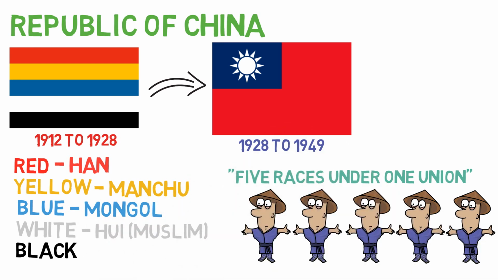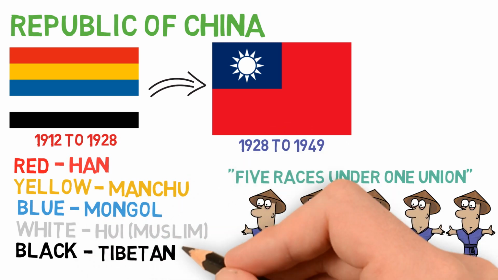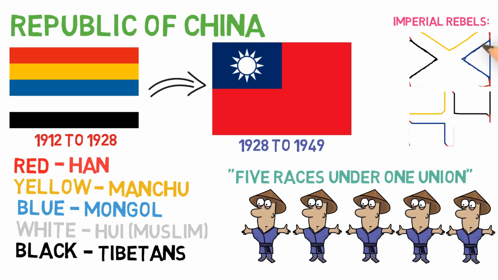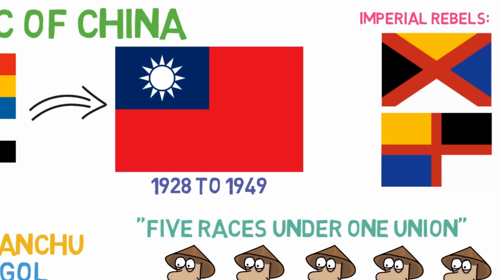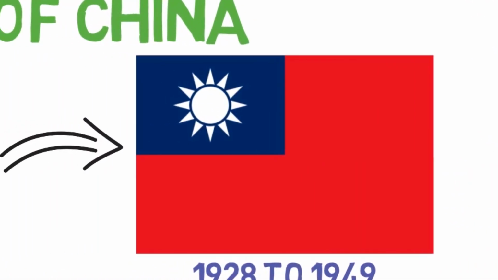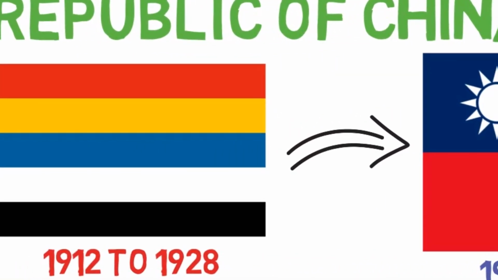The Hui are mostly referred to as the Muslim Turkic people in Western China. Between late 1915 and early 1916, there was an attempt to reinstate the monarchy and recreate the Empire of China. The flag used for these movements was made up of yellow, black, blue, and white triangles with a red X in the center. However, these attempts were unsuccessful, and the 5-striped flag stayed in use until 1928.